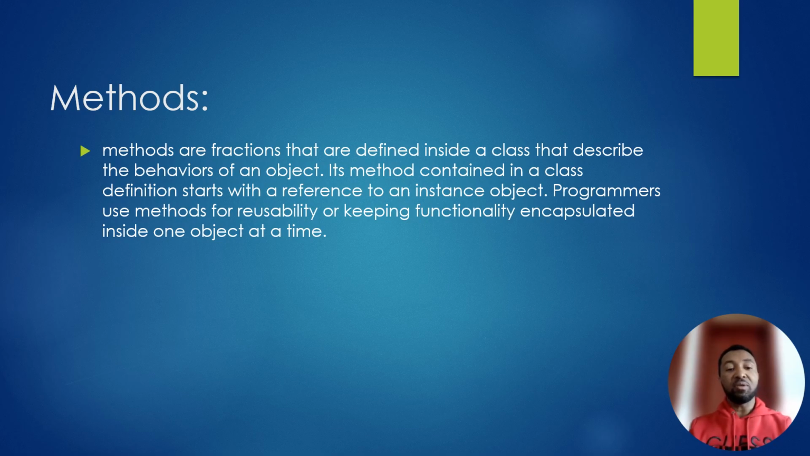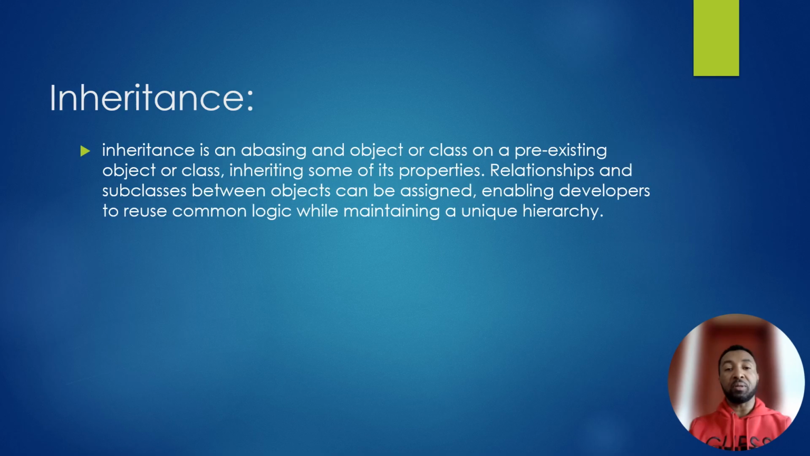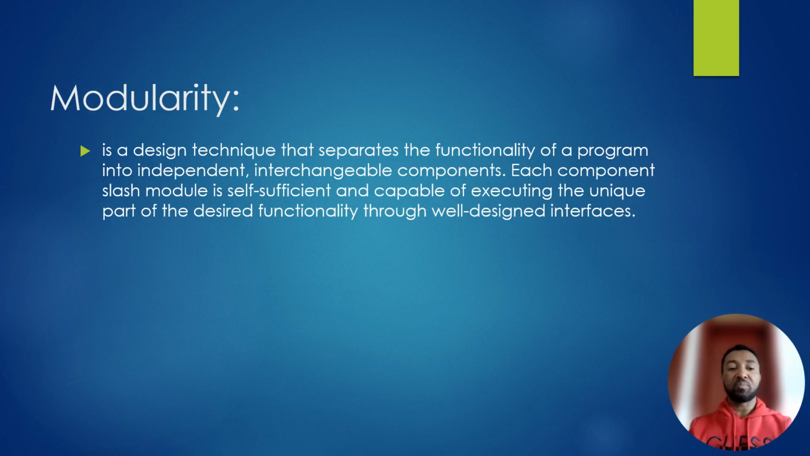Methods. Methods are functions that are defined in a class that describes the behaviors of an object. Encapsulation. It is a class of definitions that encapsulate all data and functions to operate on the data. Inheritance. Inheritance is basing an object or class on a pre-existing object or class, inheriting some of its properties.